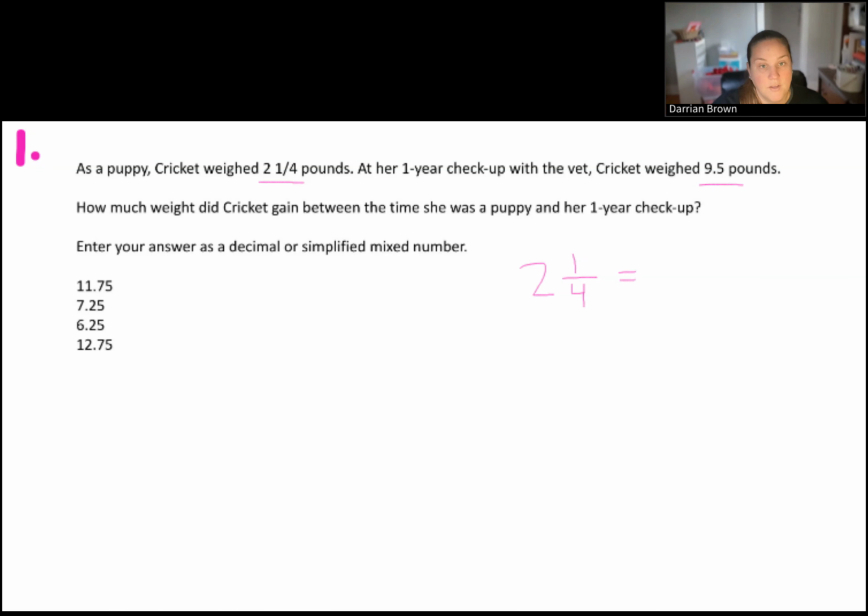If you didn't know that, you could change this to an improper fraction and then divide. So 4 times 2 is 8, plus 1 on the top is 9. Keep the denominator, 9/4. That's your improper fraction. When you divide those 2 numbers, what do you get? Somebody with a calculator tell me, what's 9 divided by 4? And y'all, I'll put the online calculator in the chat box if you need it.